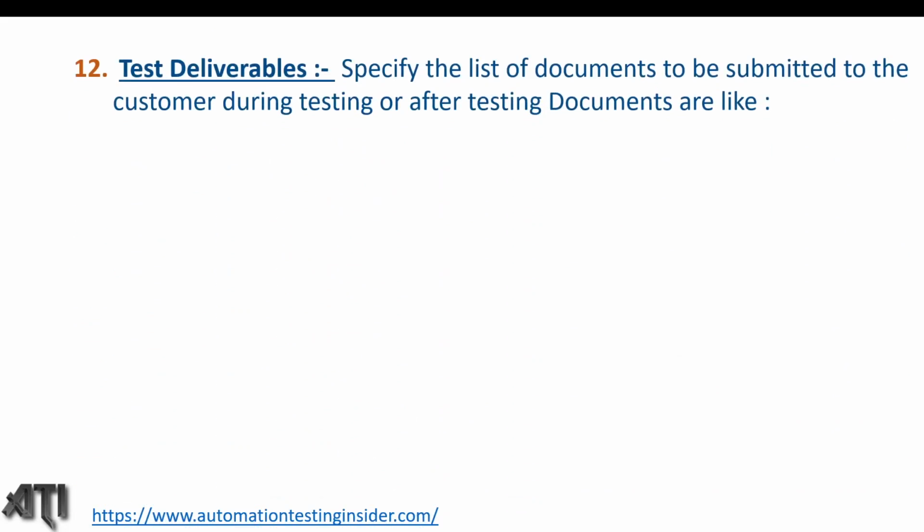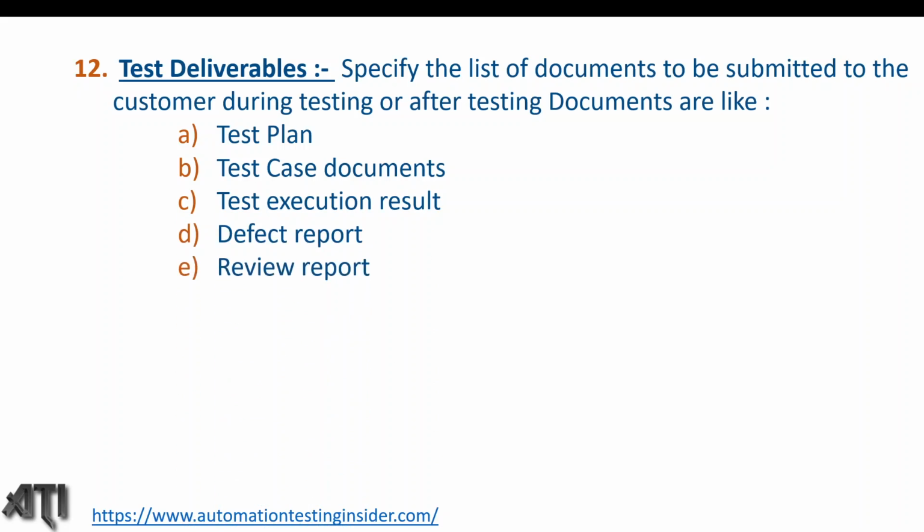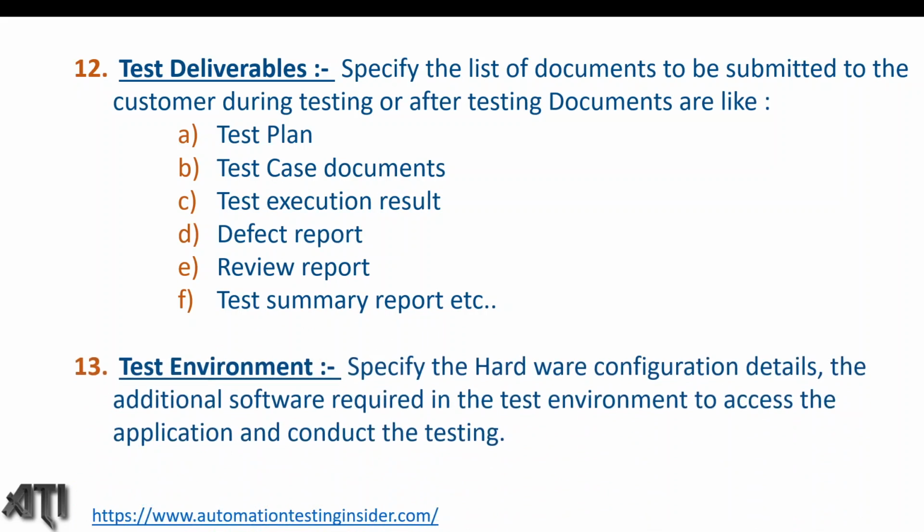Test deliverables. This is another important section of the test plan, guys. Specify the list of documents to be submitted to the customer during the testing phase or after the testing. Documents are like test plan, test case documents, test cases, test execution results, defect report, review report, test summary reports, etc. So this is another section of the test plan.